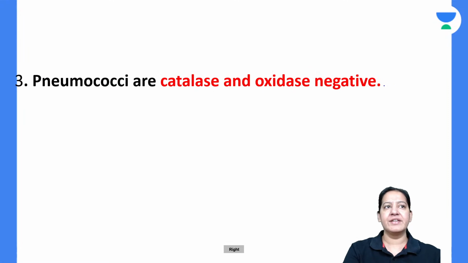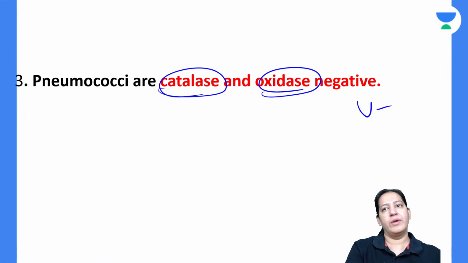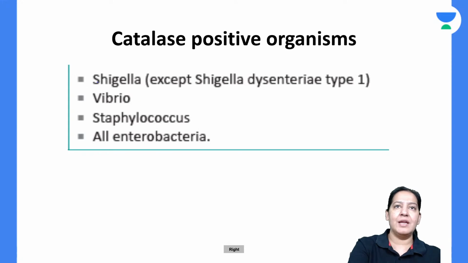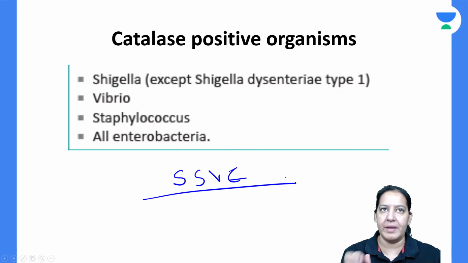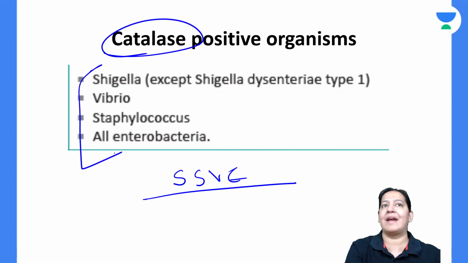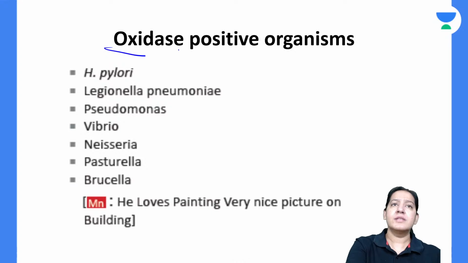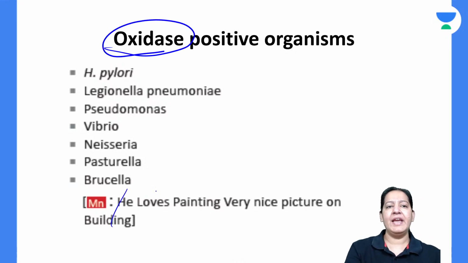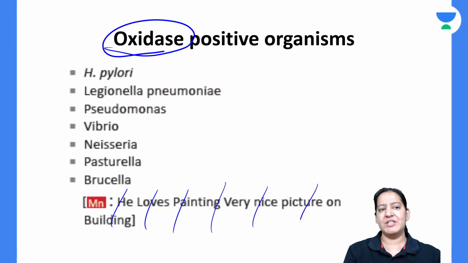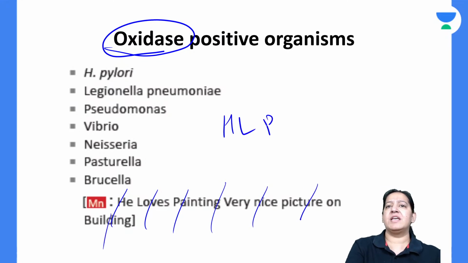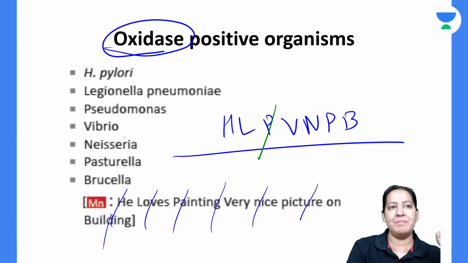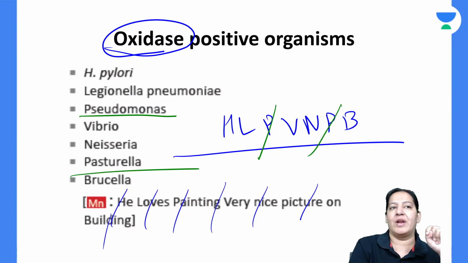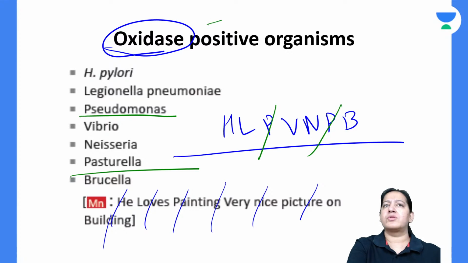Typical diagram, right? It is catalase negative, oxidase negative, urease negative. I have told you the mnemonics. This is the mnemonic for catalase positive organisms, SSVE, and in this mnemonic, Pneumococcus is not coming. So it is catalase negative. You know which organisms are catalase positive. In the last lecture, I taught you. This is the mnemonic for oxidase positive organisms: He loves painting. Very nice picture on building. In this mnemonic also Pneumococcus is not coming. There are two P, but none of them is Pneumococcus. The first P is Pseudomonas. The second P is Pasteurella, but it is not Pneumococcus. So Pneumococcus is oxidase negative also.